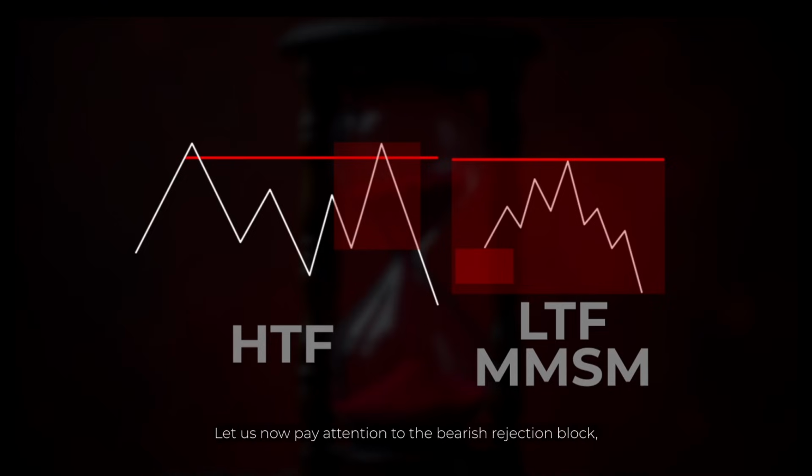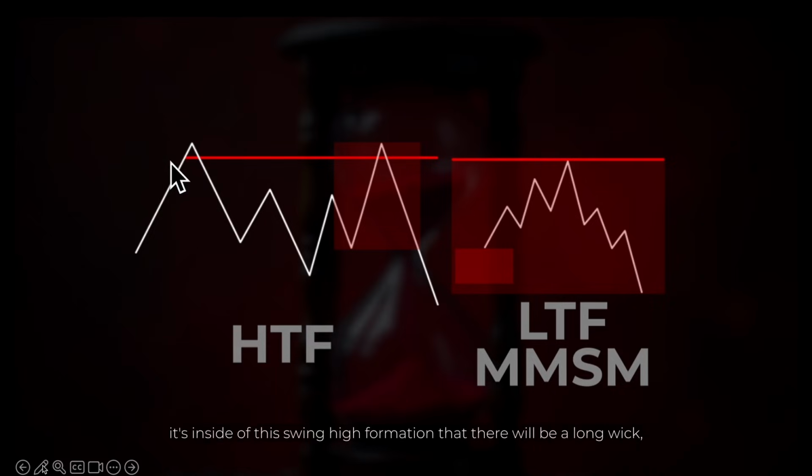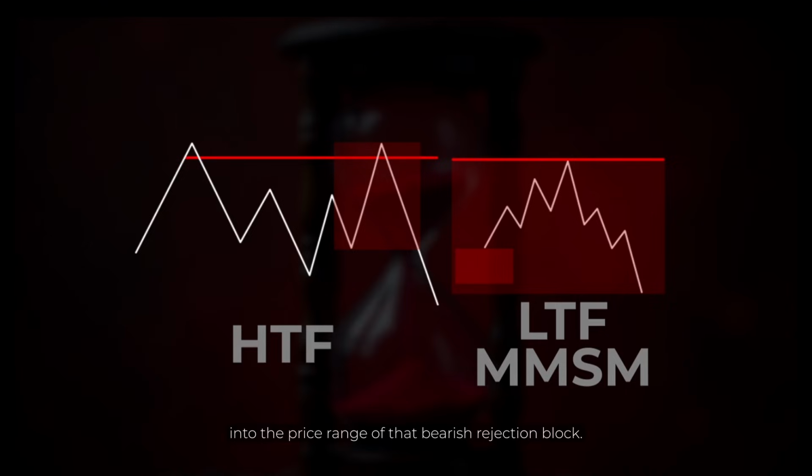Let us now pay attention to the bearish rejection block. What you can see is that the market expanded towards the upside and eventually formed a swing high. It's inside of this swing high formation that there will be a long wick which will extend to the right. Notice that the market repriced towards the downside and we eventually see it go sideways for a bit. The market has one more push towards the upside then into the price range of that bearish rejection block and we then see the market expand towards the downside after forming a new high right here.